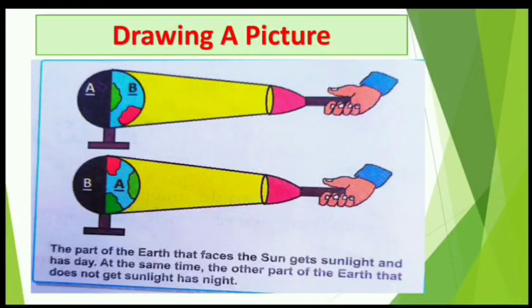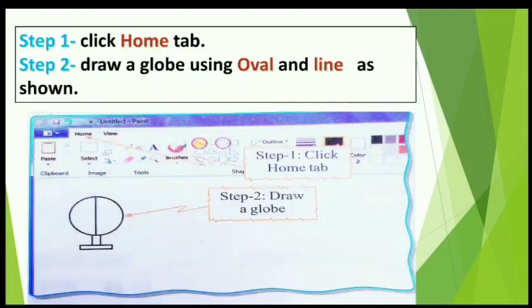Let's see how to draw a picture in MS Paint. Let's use various commands of Paint and draw the given picture showing the experiment on how days and nights are caused. Let's see step 1. Click home tab. Then step 2, draw a globe using oval and lines as shown. Let us draw a torch with the light coming out of it and falling on the globe.